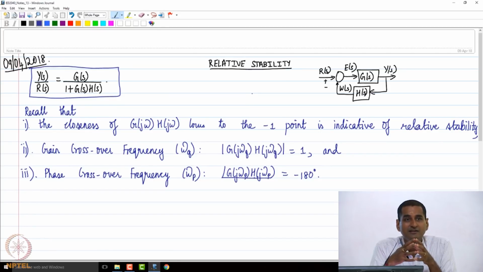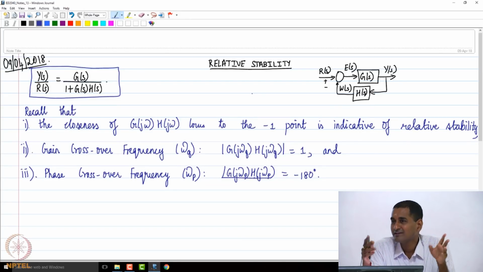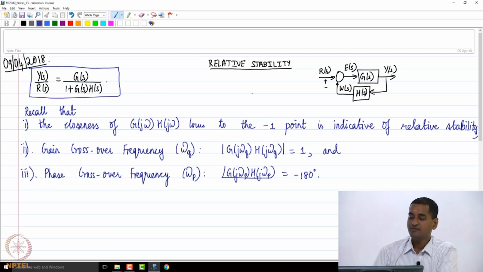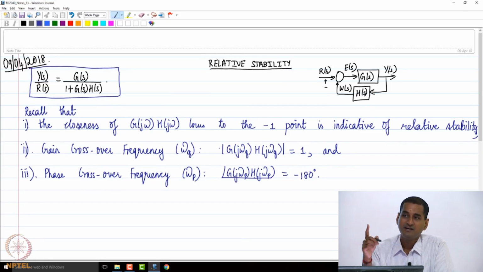Kindly recall that the presence of all poles in the left half of the complex plane implies what is called absolute stability. What we have been calling stability is absolute stability. Now we are adding an adjective before that, and essentially learning what is called relative stability. And we figured out in the last class that the closeness of the G(j omega)H(j omega) locus to the -1 point in the G(s)H(s) plane is an indicator of relative stability.